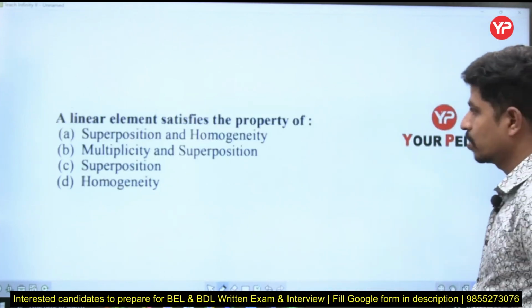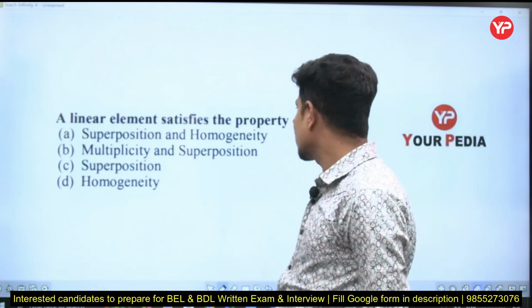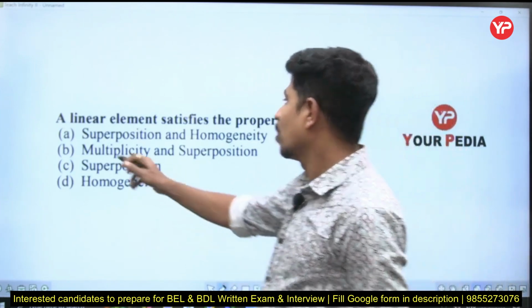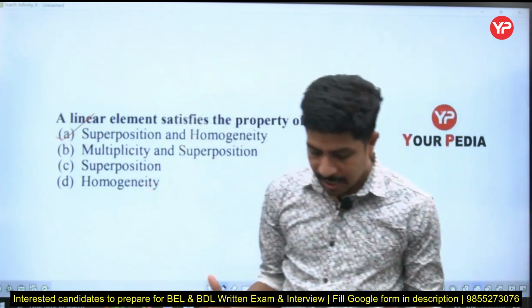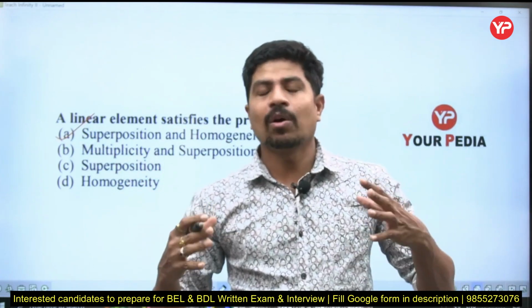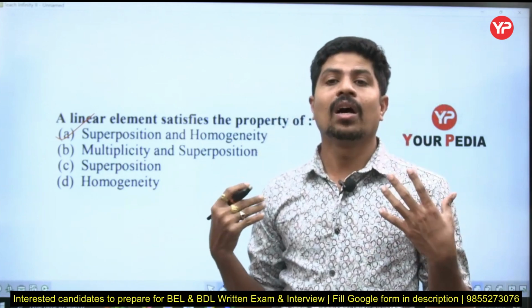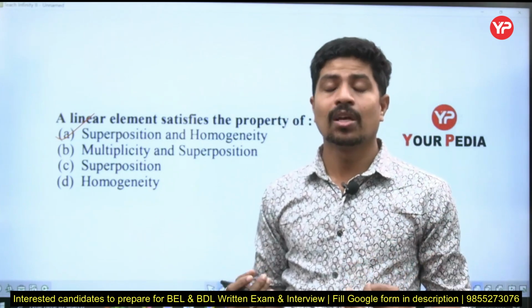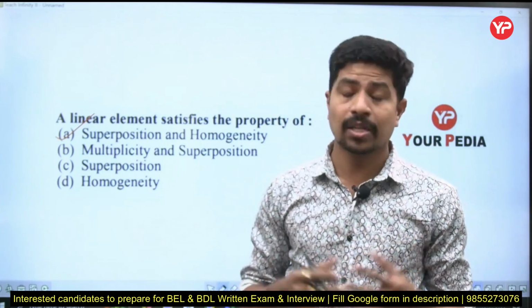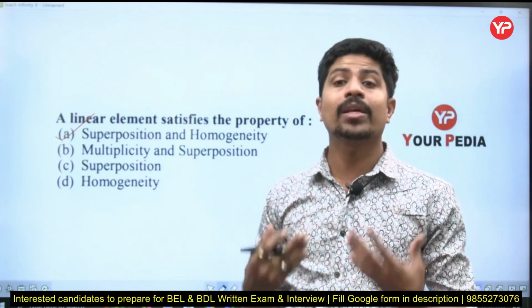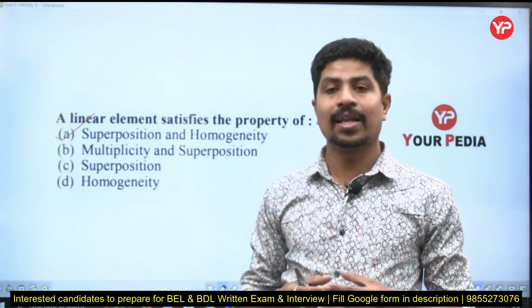Next question. A linear element satisfies the property of superposition and homogeneity. Option is A. This way, we covered most of the concepts of network analysis from DC and transients, and some part of AC also. These are 50 good questions through which you can learn concepts and apply them for learning network analysis.